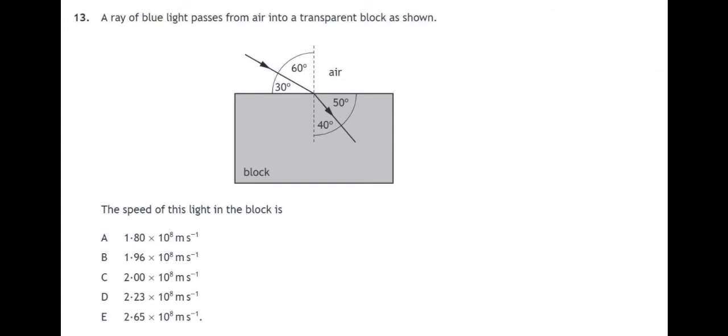Number 13. A ray of blue light passes from air into a transparent block as shown. The speed of this light in the block is... So, we've got light obviously changing direction when it goes from one material to another. That means it will slow down as it enters the block. However, what speed does it actually go to?